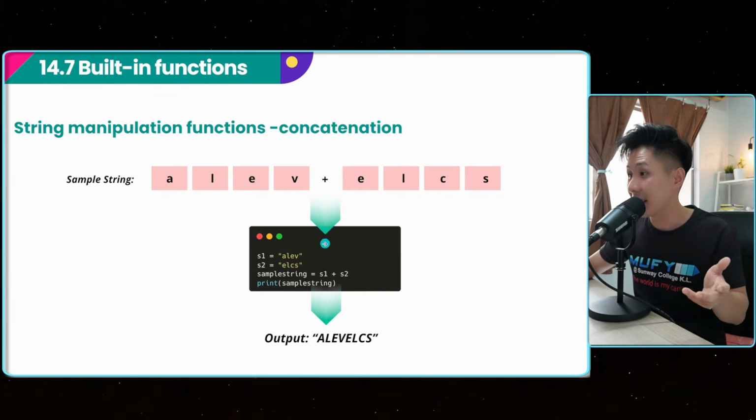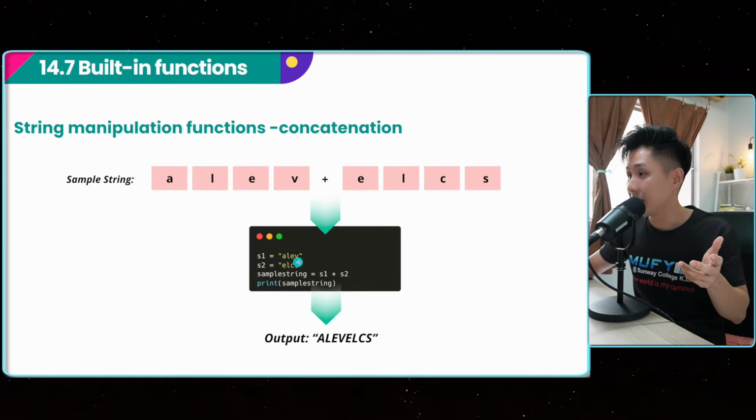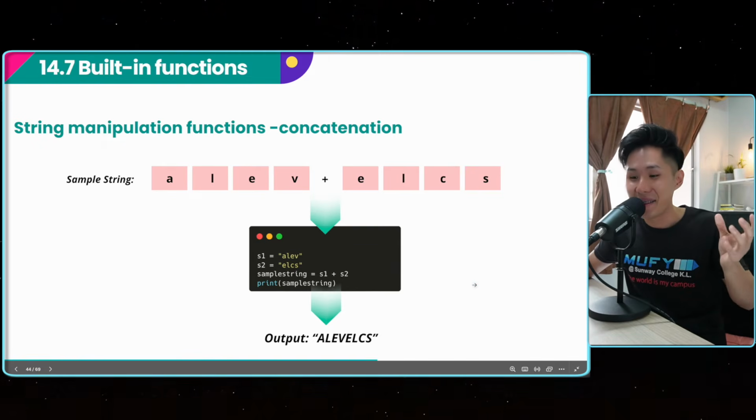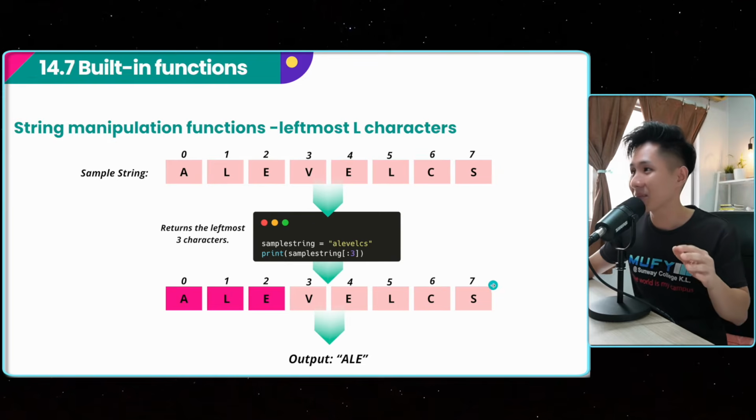So next, concatenation. If you have two strings and you want to concatenate them, ALEV plus ELCS, you'll get A level CS. So that's concatenation. Basically, you're adding two strings together.